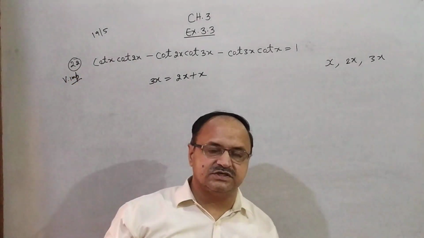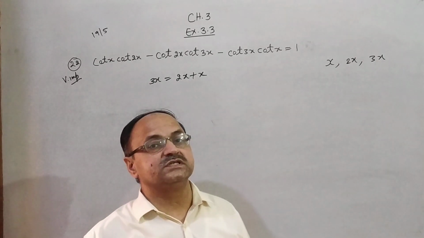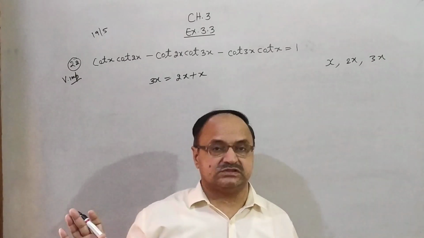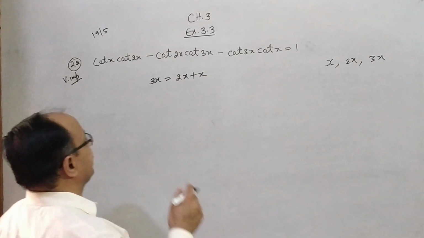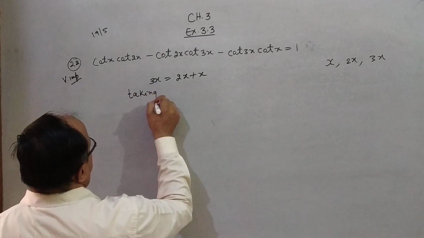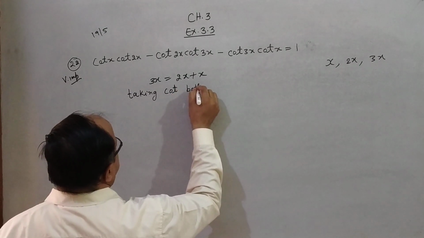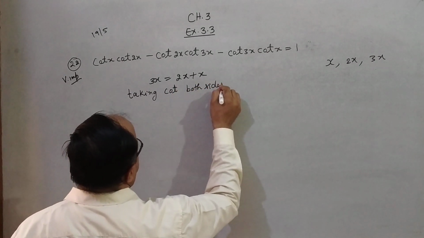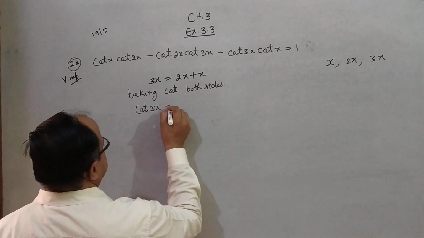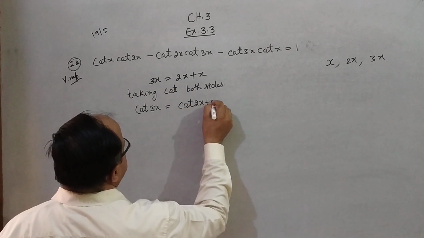And if the question is in the form of cot, then taking cot both sides. If the question is in the form of tan, then taking tan both sides, and then apply the formula. Then taking cot both sides, cot 3x is equal to cot(2x plus x).